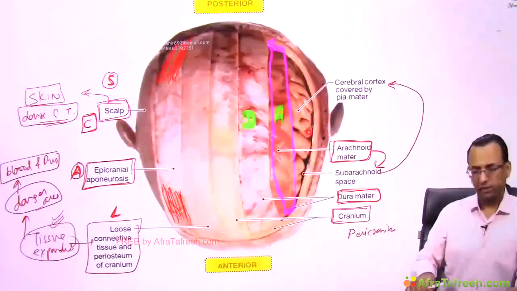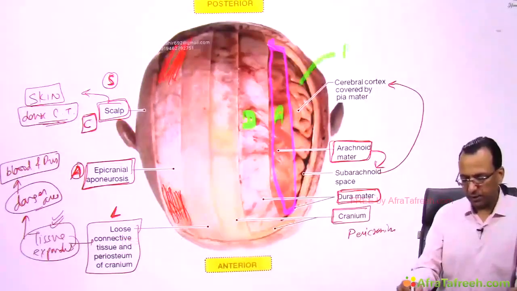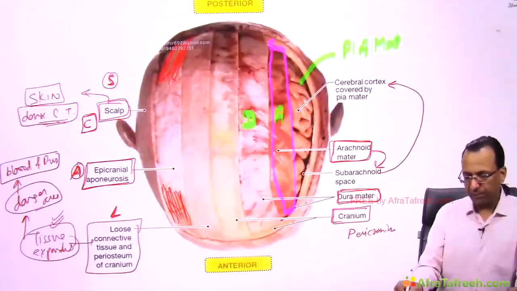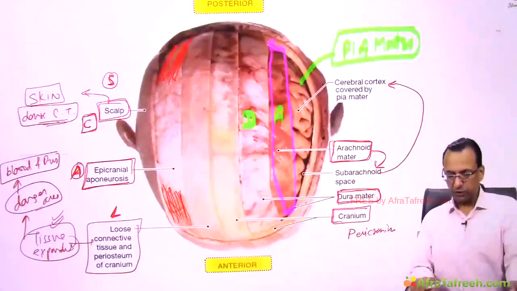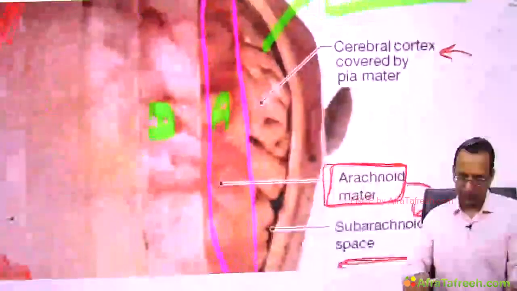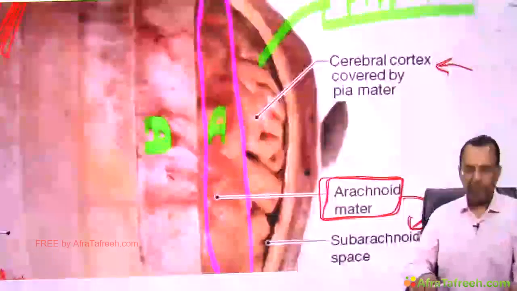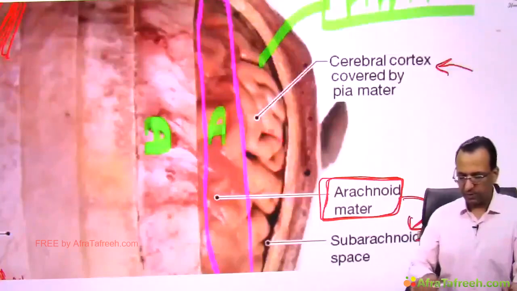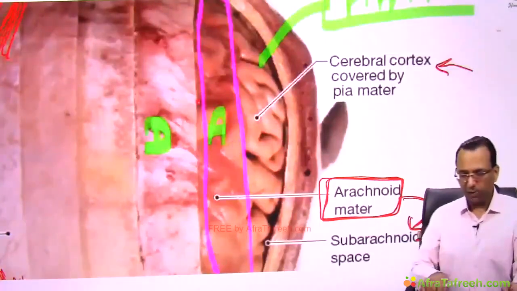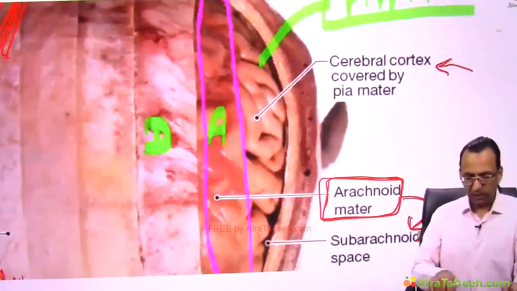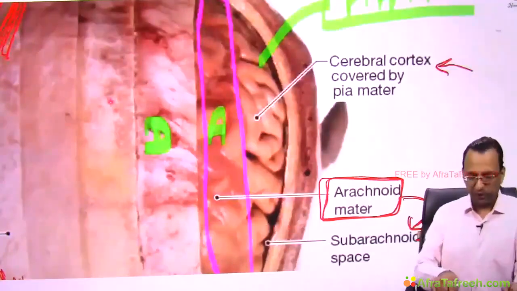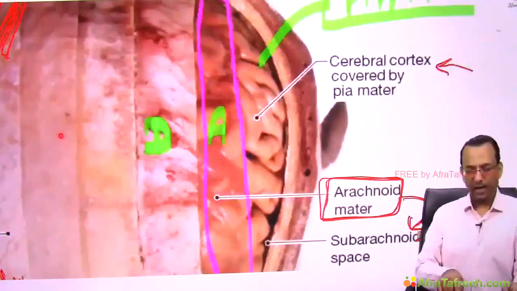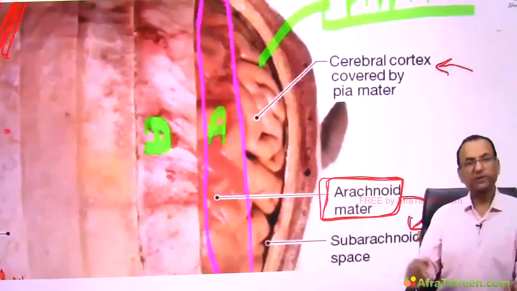And what is deep to that? That will be the pia mater covering the brain. So you are showing that this is the brain. Yes, it will be covered by pia mater. And then there will be some space, the subarachnoid space. Then there will be arachnoid mater, and there will be dura mater. Then there will be the skull bone, and periosteum, the pericranium. And then you have aponeurosis, and then you have all the layers of scalp.